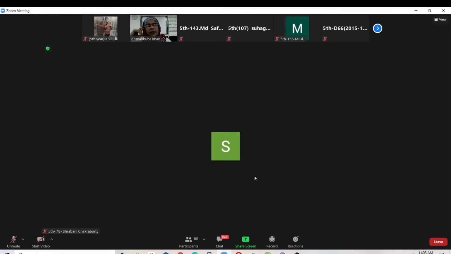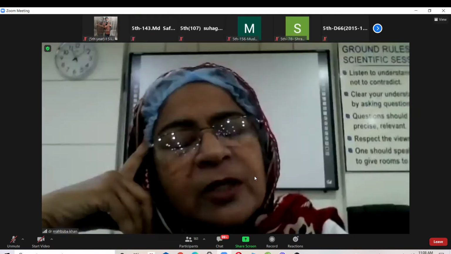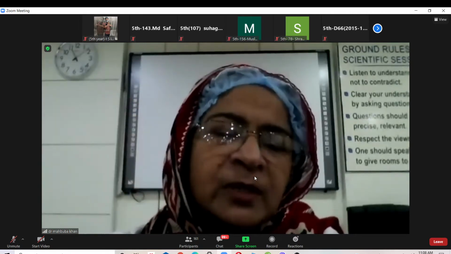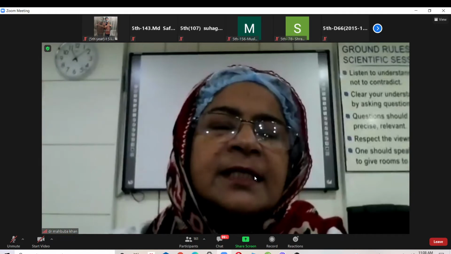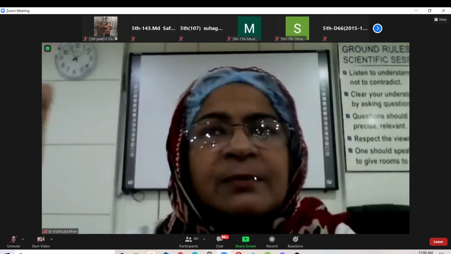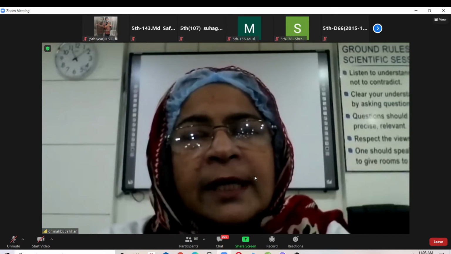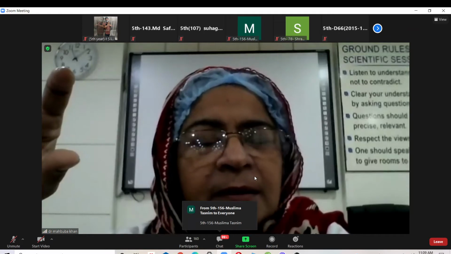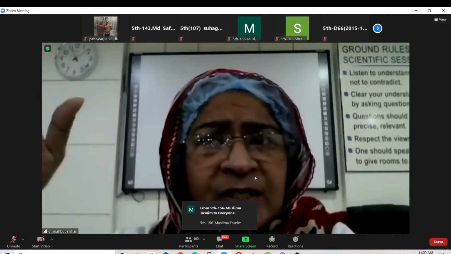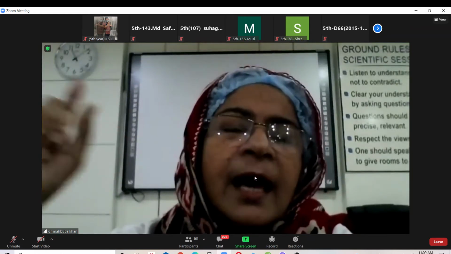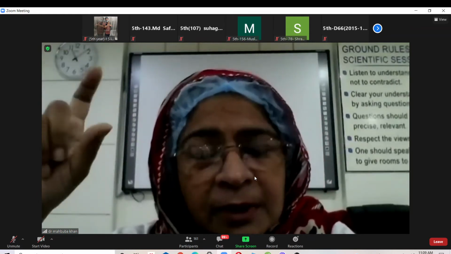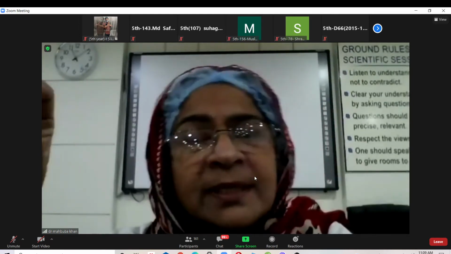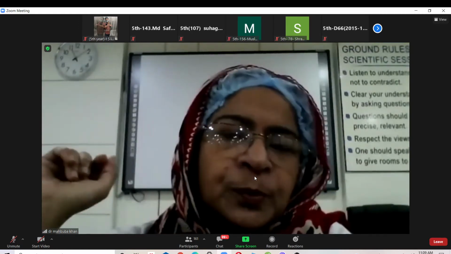Site: the common site is the fallopian tube, and you know the parts of the fallopian tube. From the fimbrial end, outer to inner, lateral to medial: fimbrial end, ampullary part, isthmus, and then interstitial, four parts. This is the common site for ectopic. 97% of ectopics occur in the fallopian tube.